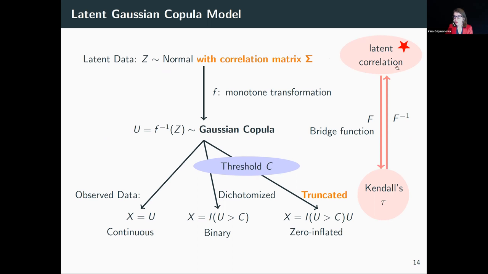And the approach that we're going to take is to connect what we can calculate on the observed data to this correlation matrix sigma on the latent level. Specifically, for the observed data, we are going to use Kendall's tau, something that we can compute based on the ranks that we observe. And we are going to use the bridge function that connects latent correlations to Kendall's tau. So the idea is that from latent correlation to Kendall's tau, you can go through the bridge function F. And from Kendall's tau to latent correlation, you can go through the inverse of the bridge function. And I will explain on the next slide exactly what I mean mathematically.